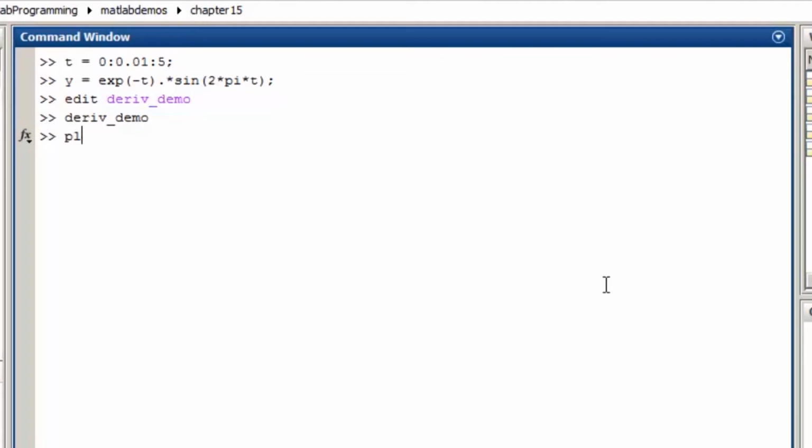Now I'll plot the function and its derivative together. The vertical scales on the two functions will be very different, so I'll use the plot yy command, which uses and displays different scales for each line. Plot yy, first plot the original data, t, y, then the first n-1 time points, and deriv.